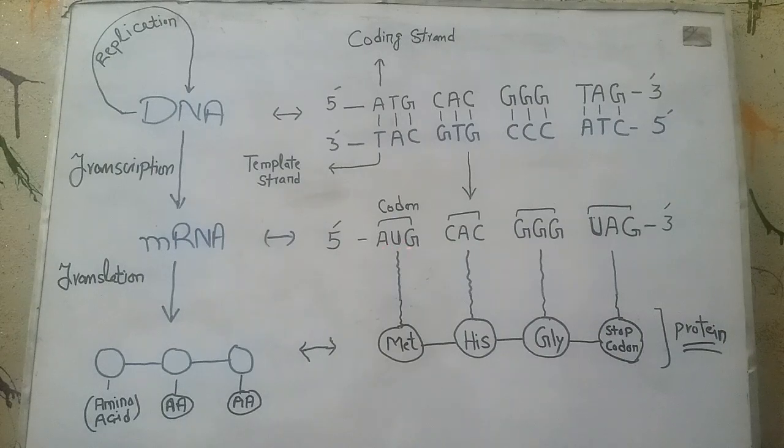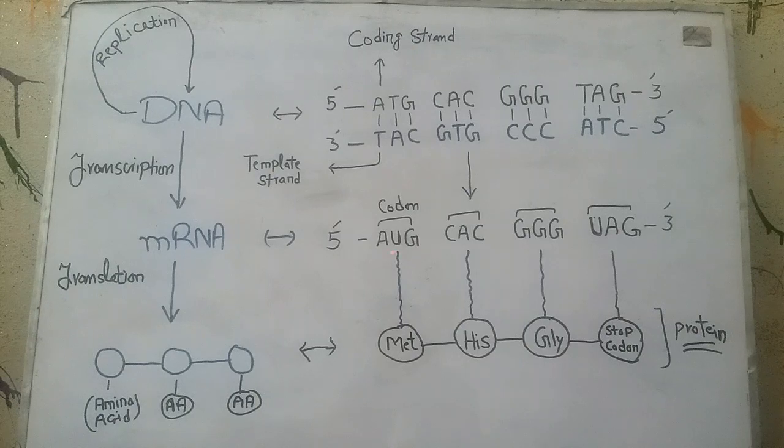Also, the information present in the mRNA is in the form of triplets known as codons. You can see here, this is one codon, this is another codon, this is another codon, and this is another codon. This is the simplest view, and we only show a few codons. The number of codons depends on the size and the type of protein formed. Each codon codes for a specific amino acid.